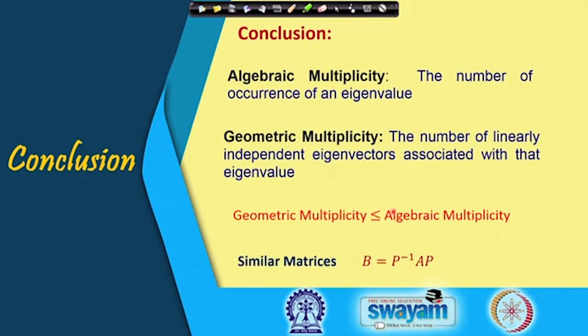And we have also talked about similar matrices, that means B and A are called similar to each other, or they are similar matrices, if we have the relation that B is equal to P inverse A P for some invertible matrix P.